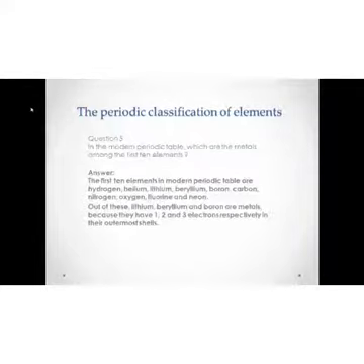Question number 5 is, in the modern periodic table, which are the metals among the first 10 elements? So we have to write the first 10 elements: hydrogen, helium, lithium, beryllium, boron, carbon, nitrogen, oxygen, fluorine and neon. And we know that when you analyze the structure of the periodic table, lithium, beryllium and boron are coming in the left side of the periodic table. And also lithium has 1 electron in the last shell, beryllium 2 electrons and boron 3 electrons.